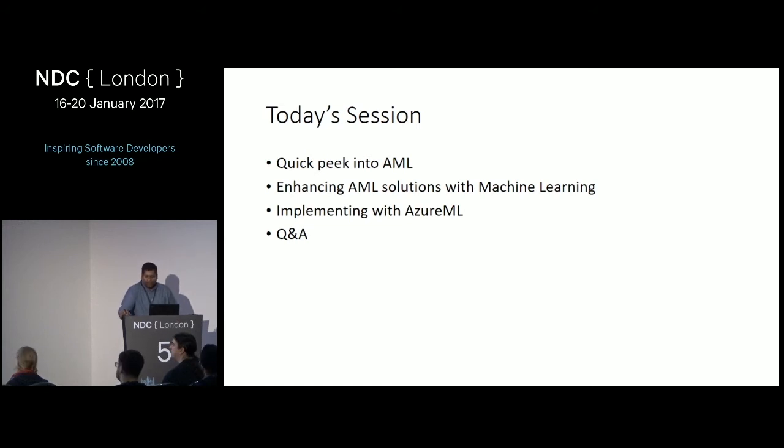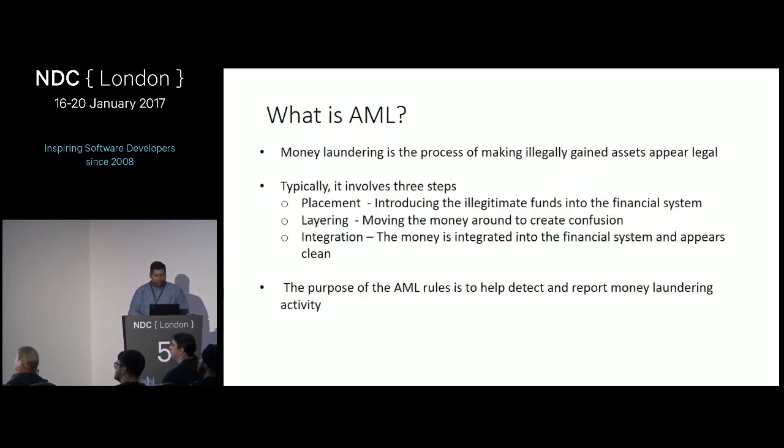Before we get into what anti-money laundering is, let's look at what money laundering is. Money laundering is the process of making illegally gained assets appear legal. This has three main steps. First is to introduce the illegitimate money into the legitimate financial system without getting noticed. Second is to move the money around to create confusion. This is done typically by transferring the money through various accounts. And finally, additional actions help with integrating the money and making it appear clean.